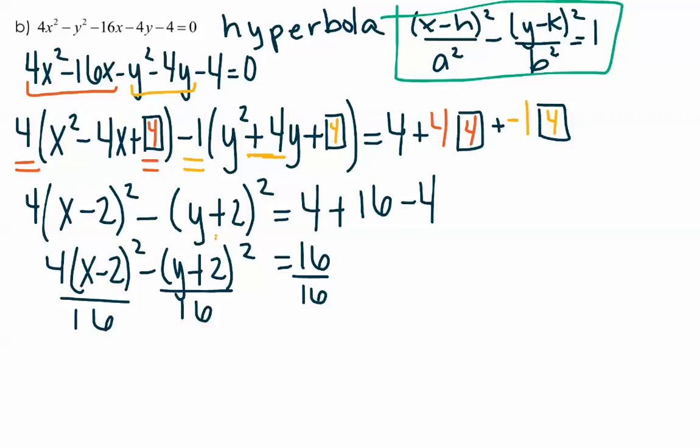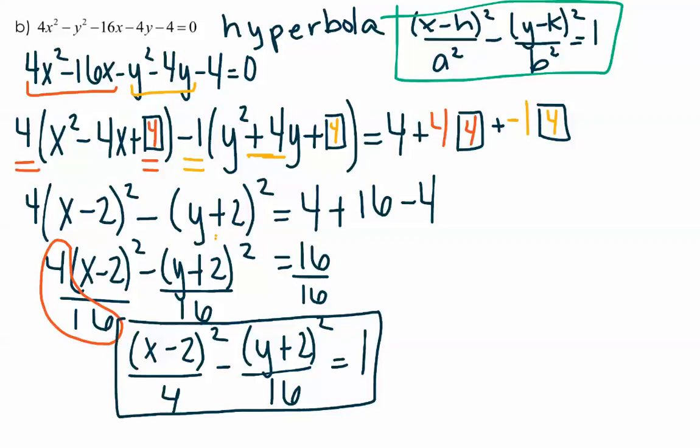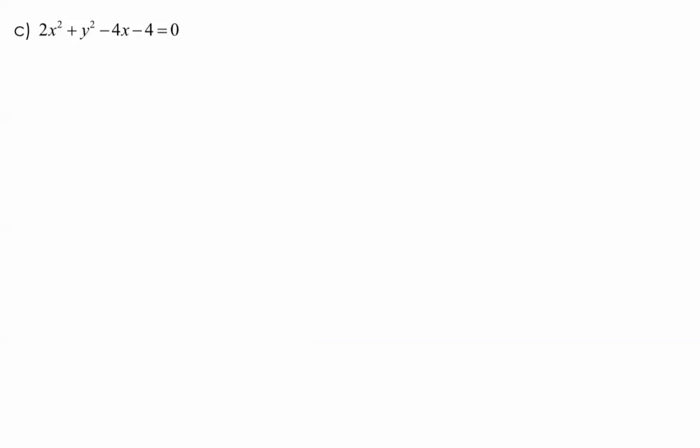And then notice that the 4 over 16 here is going to be able to simplify. So we'll be left with (x minus 2) squared over 4. So 4 over 16 is really simplifying to 1 over 4, minus (y plus 2) squared over 16 equals 1. So now we have that standard conic form where we could graph that if we asked you to. Now let's look at example C.